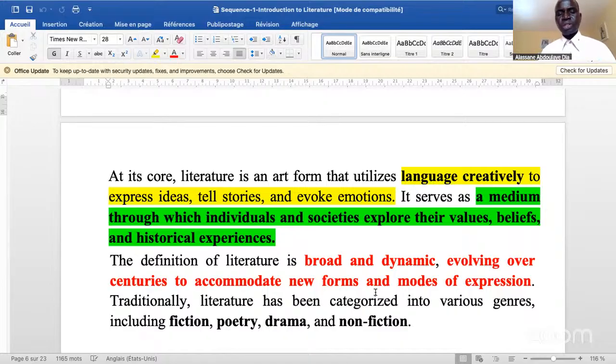Historical experiences. You see some works of literature that tell you about the history of one particular community. I will give this example later. You may have read Boubacar Boris Diop, Murambi. It is a novel that tells about the Rwandan genocide.